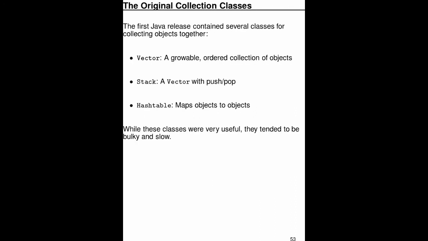Now on to the collection classes. Now, the first release of Java had several classes that were all about collecting objects together. Classes like vector, which provide a growable, ordered collection of objects, basically an array that could get bigger and smaller. There was a subclass of vector called stack, which gave you all the behavior that you had with vector, but also push-pop semantics. And then there was also hash table, which mapped a key object to a value object.